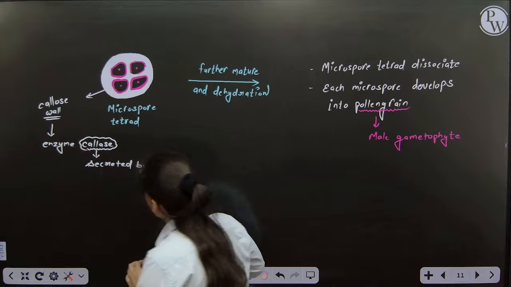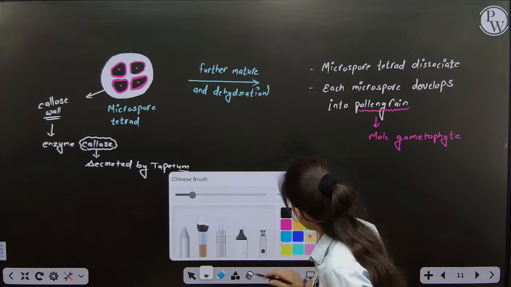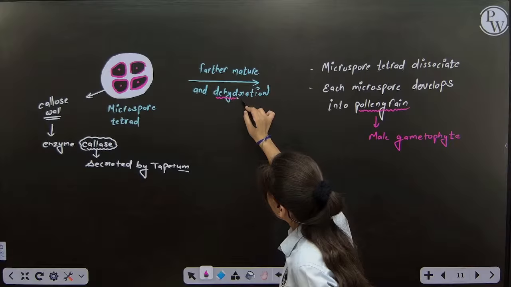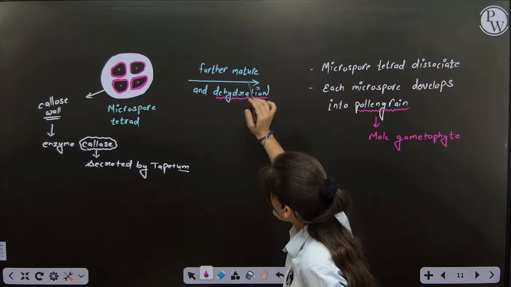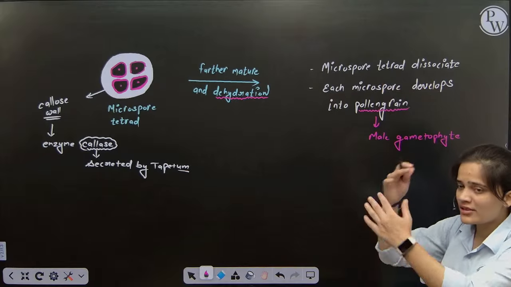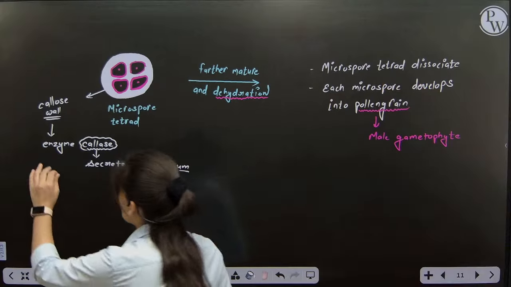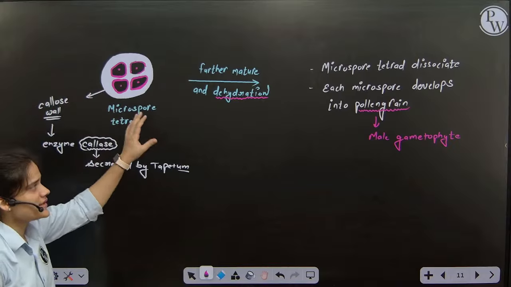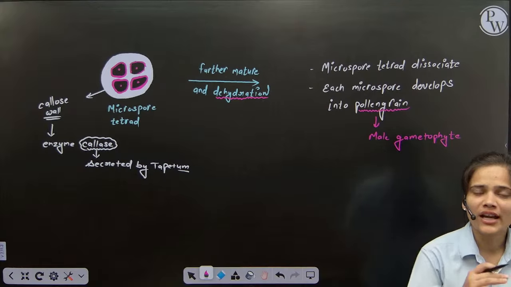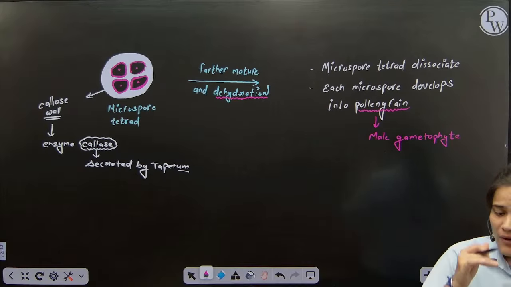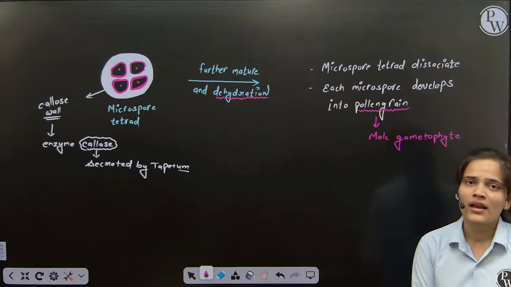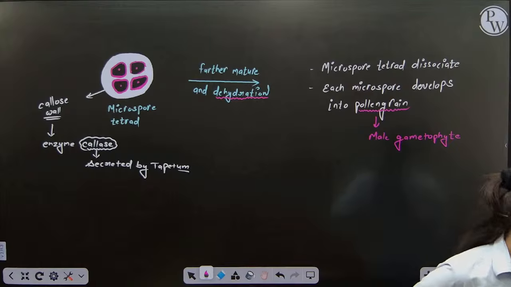When the anther further matures, one more thing also takes place, that is dehydration. On further maturation, dehydration takes place, the microspore tetrad is dissociated, and the callase enzyme dissolves the callose wall. As a result, each microspore is formed, and that microspore further differentiates to form the pollen grain, that is the male gametophyte.